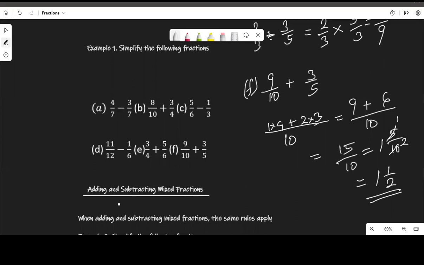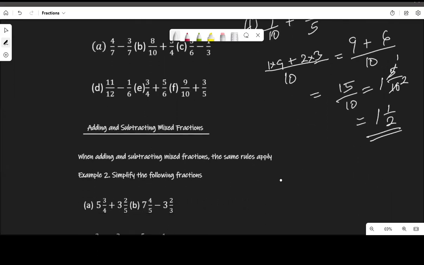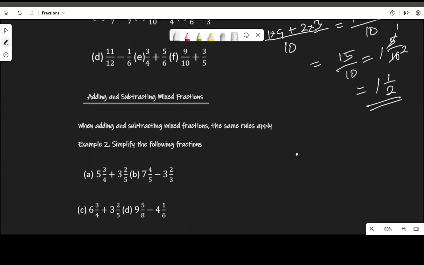Now, our next subtopic will be adding and subtracting mixed fractions. By the way, what type of fractions are mixed fractions? Mixed fractions are fractions that contain both whole number parts and the fraction part. So we have some examples here: 5 whole number, 3 over 4 plus 3 whole number, 2 over 5. So how can we add and subtract this type of fractions? Let's start with A, 5 whole number, 3 over 4 plus 3 whole number, 2 over 5.